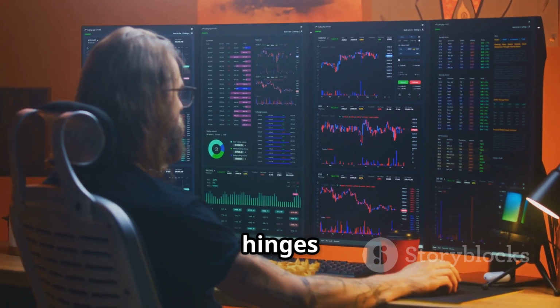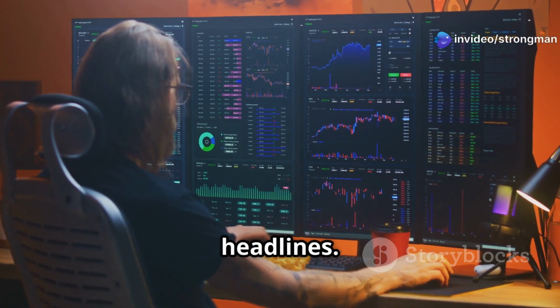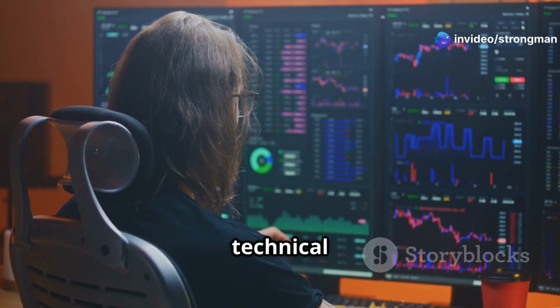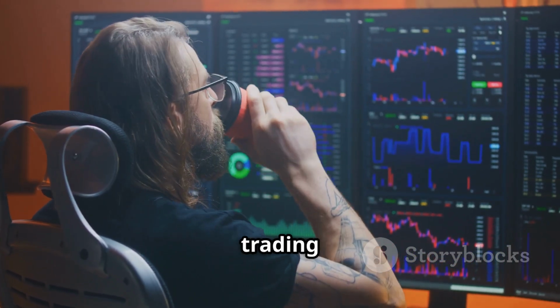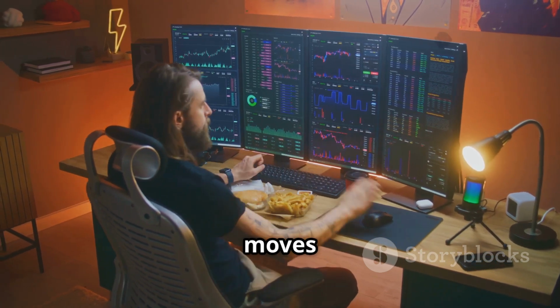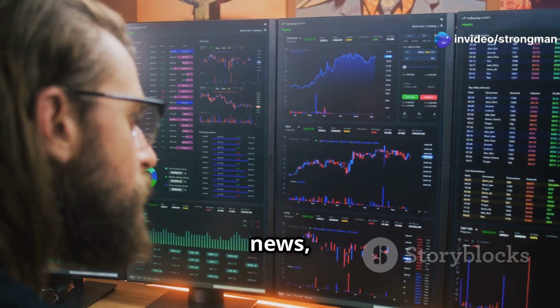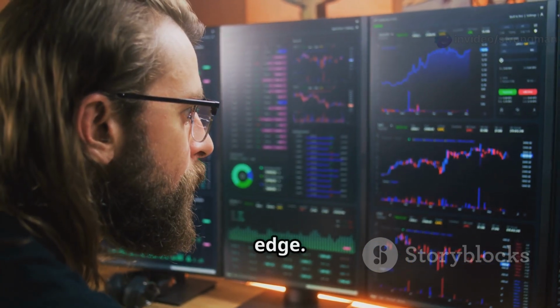Our strategy hinges on harnessing the power of these events, but not by simply reacting to headlines. We delve deeper, blending news sentiment analysis with technical confluence zones and volume anomalies to pinpoint high-probability trading setups. This strategy empowers you to anticipate market moves rather than chasing them. By understanding how the crowd reacts to news, combined with precise technical analysis, you gain a distinct edge.